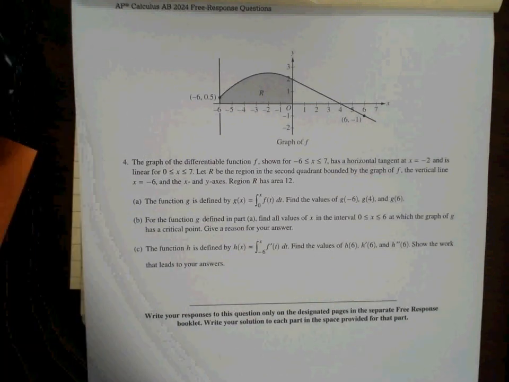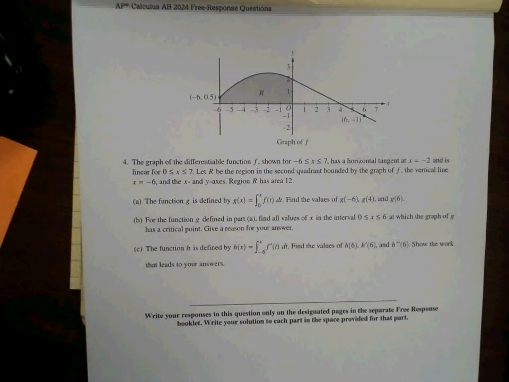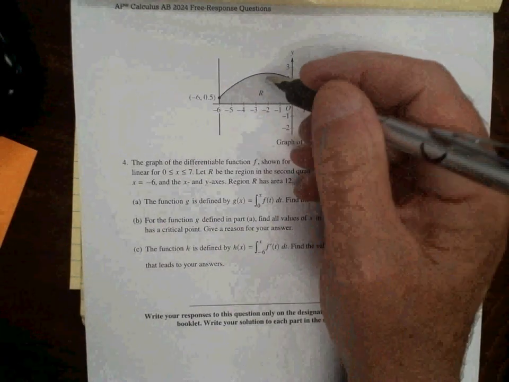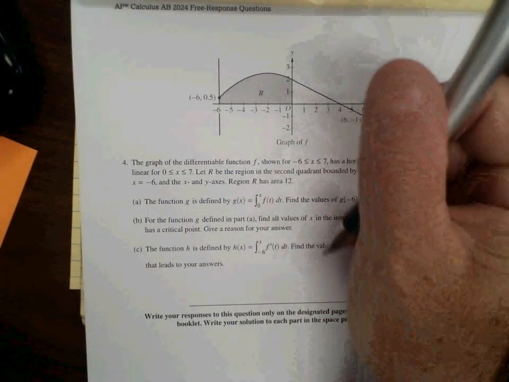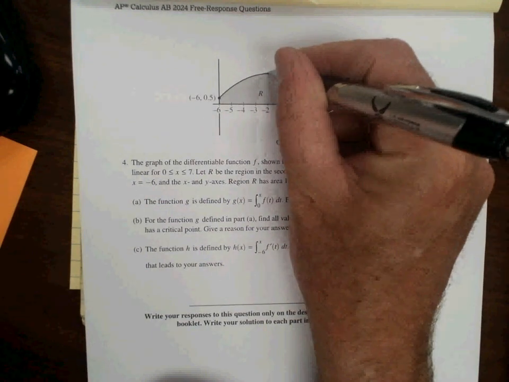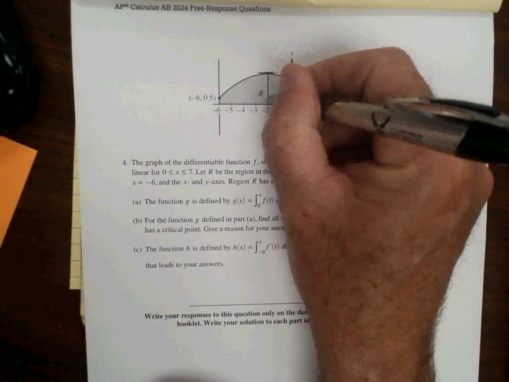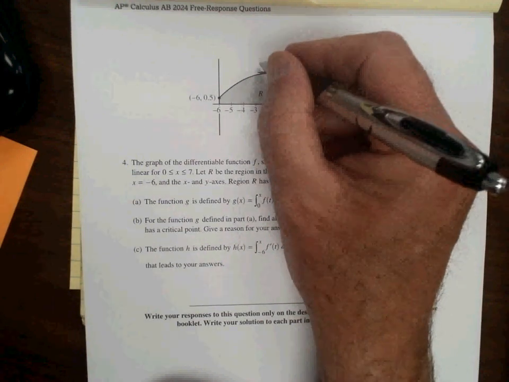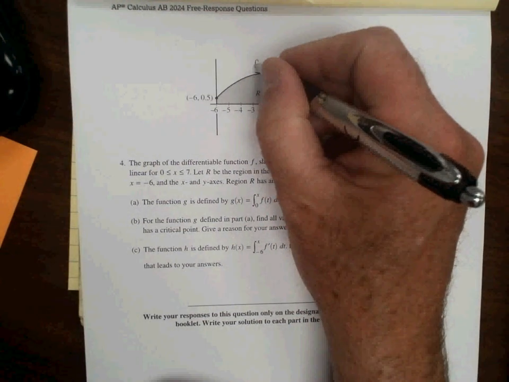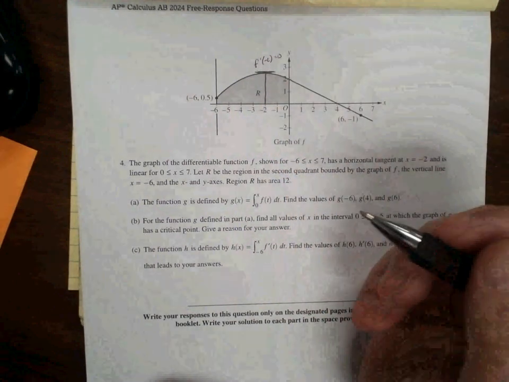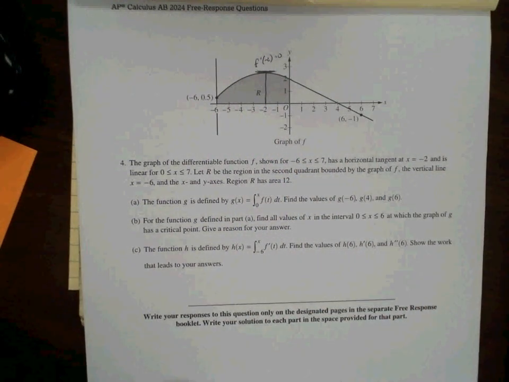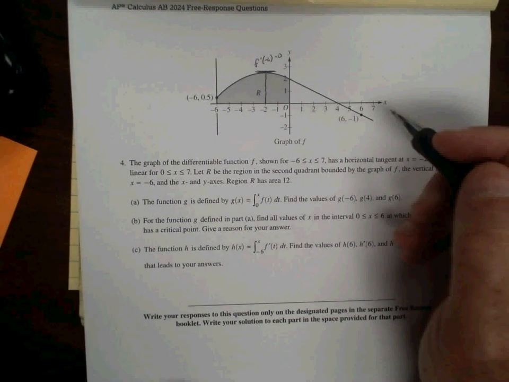Okay, let's work number 4 from the 2024 AP Calculus AB exam. We have the graph of differentiable function f shown, -6 to 7, has a horizontal tangent at x equals -2. Let's go ahead and put that. So it's going to be f prime of -2 equals 0. And it is linear for 0 less than or equal to x less than or equal to 7. So this part is the graph of a line.